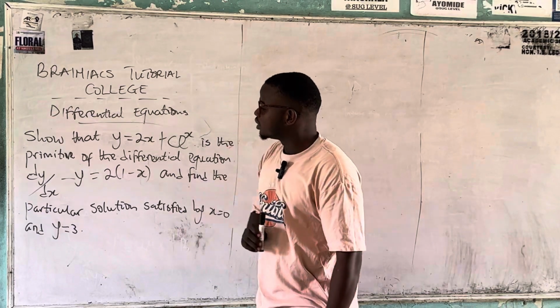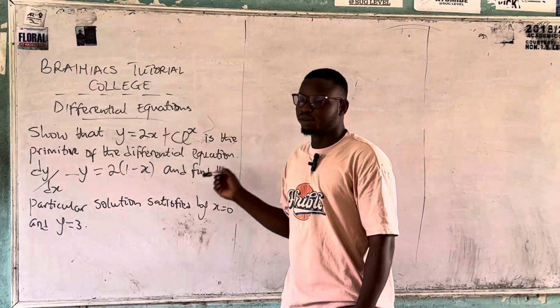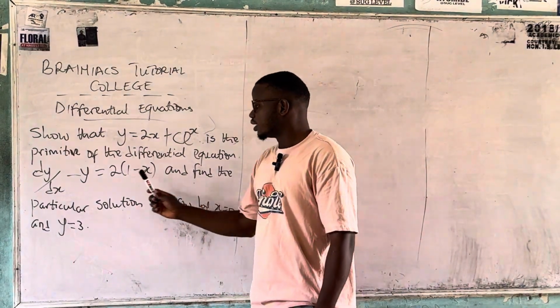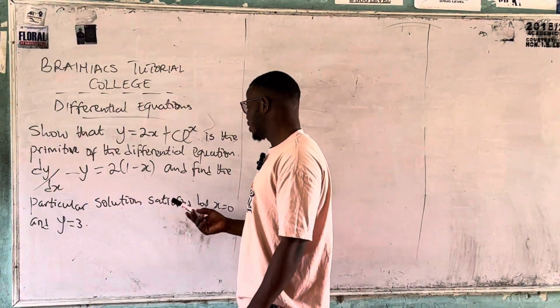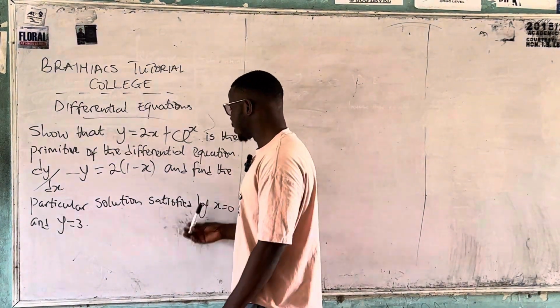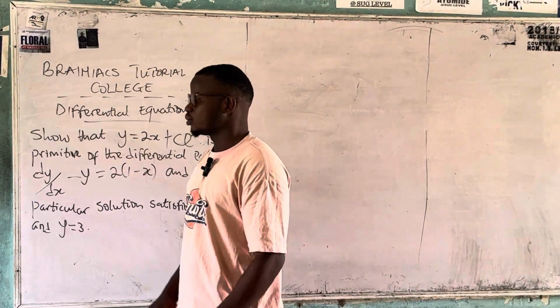And the question I will have here is, show that y equals 2x plus c exponential x is the primitive of the differential equation dy/dx minus y equals 2 open bracket 1 minus x, and find the particular solution satisfied by x equals 0 and y equals 3.